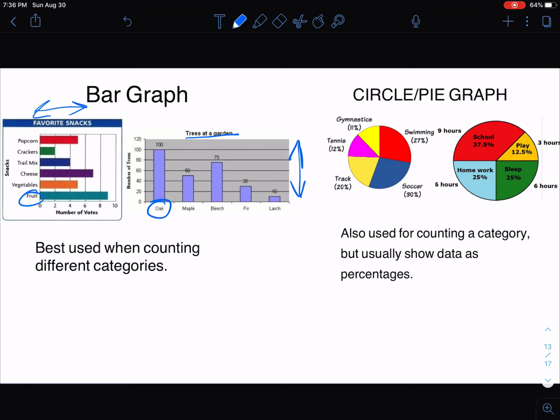Now, circular pie graphs are also used for counting, but you usually see them show percentages. You could just have them say here it has 3 hours, but it also has a percentage. They can have regular numbers, but a lot of times you see them with percentages. And both of these graphs are very good for counting things.